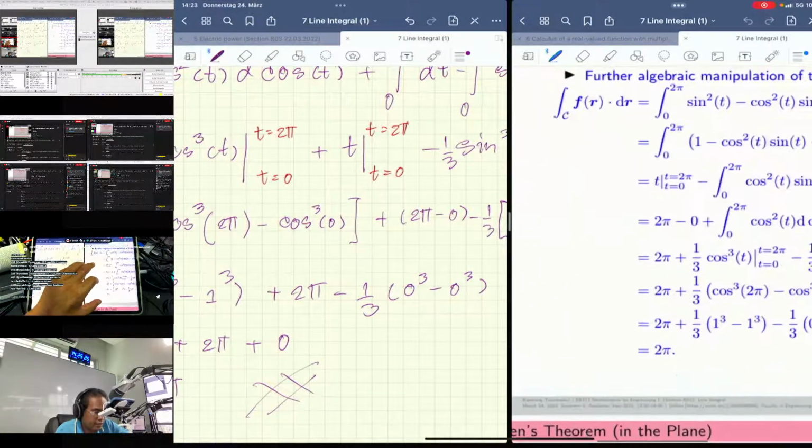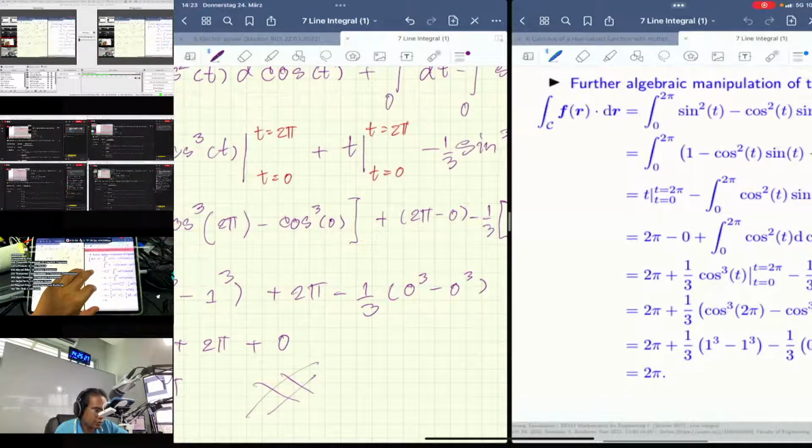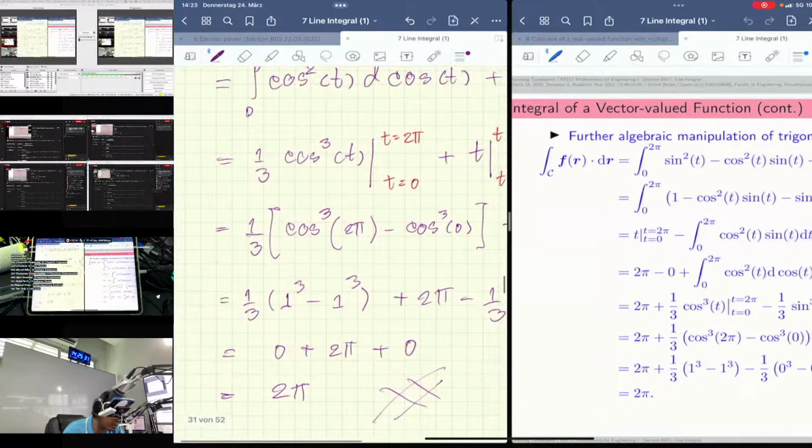Yeah, the final answer is 2 pi. All right. Which is the same thing here. We have 2 pi, 2 pi. Okay.